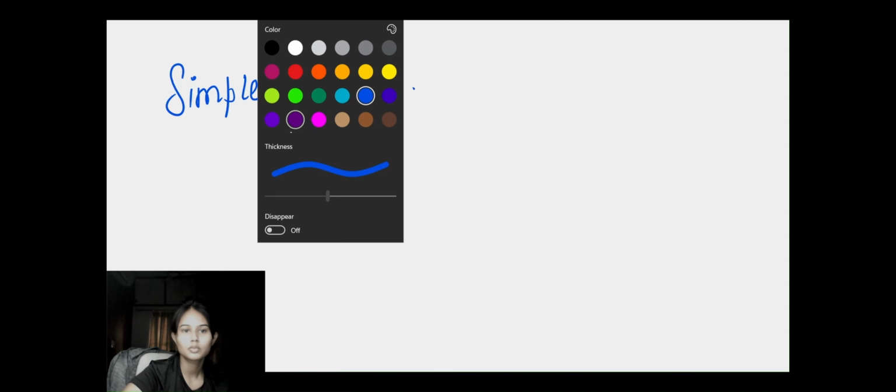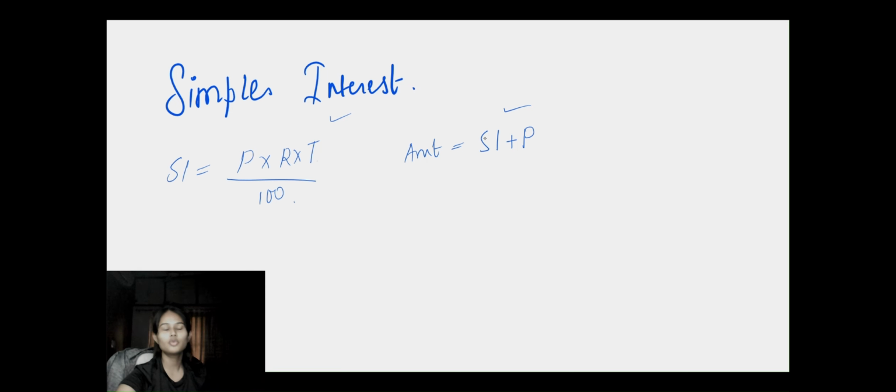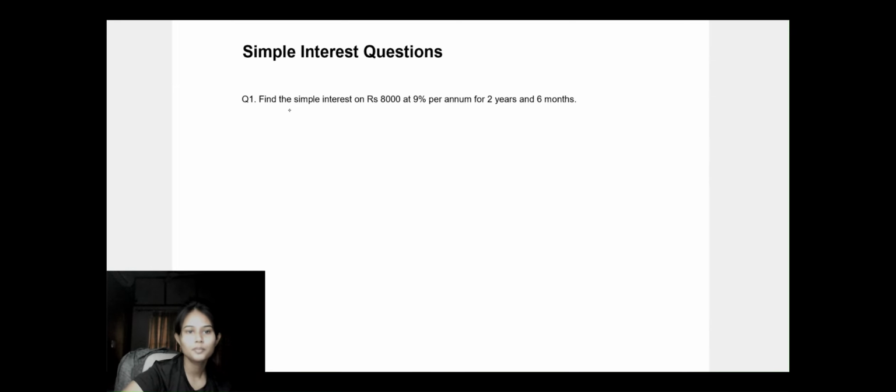So let me give you some formulas. From previously we already know that SI equals principal into rate into time divided by 100, and amount is nothing but simple interest plus principal. So these are the two primary formulas that we are going to follow for all the problems we are doing. There is no additional formula. Okay, coming to the questions.